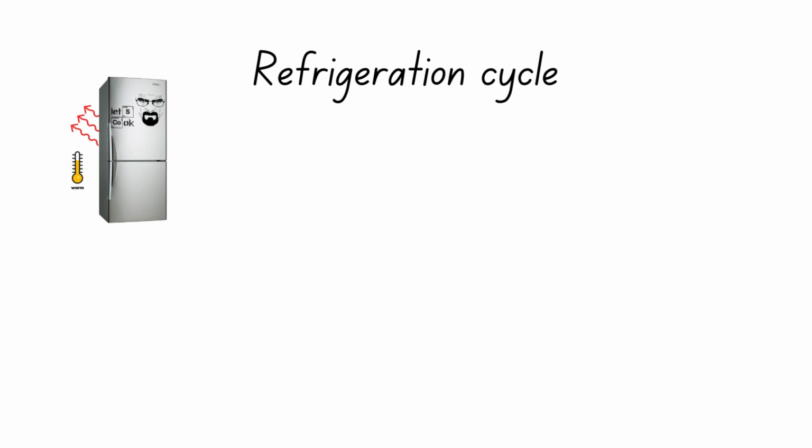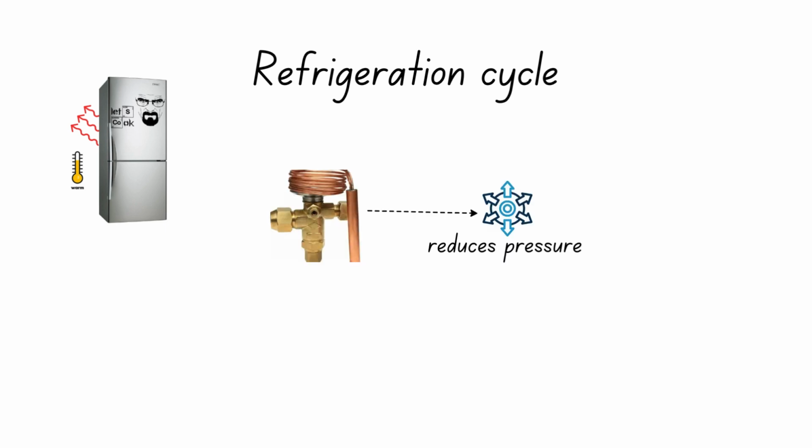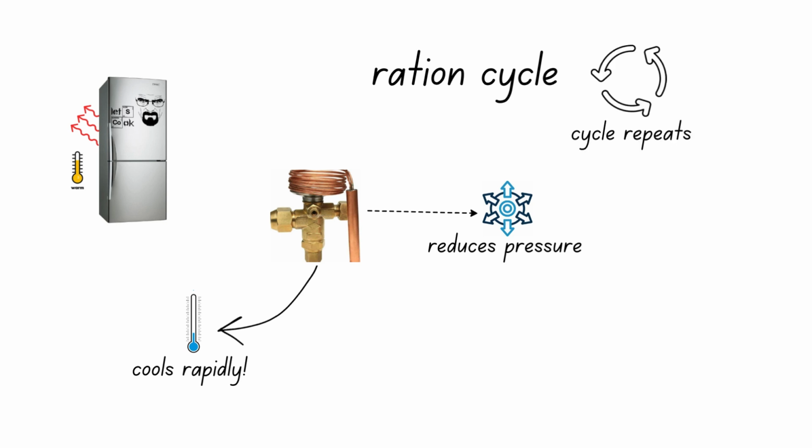The high-pressure liquid refrigerant then passes through the expansion valve, which reduces its pressure, causing it to cool rapidly. The cold, low-pressure liquid then returns to the evaporator coils, and the cycle repeats.